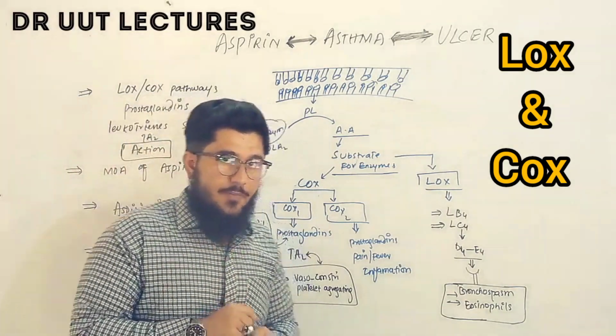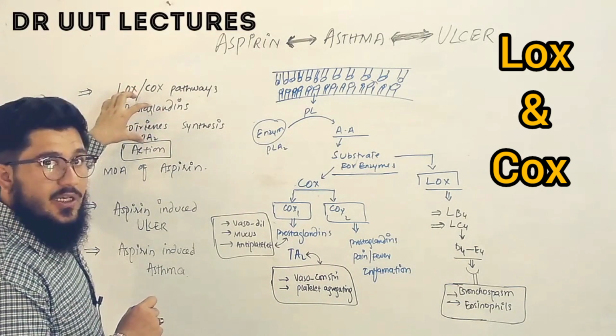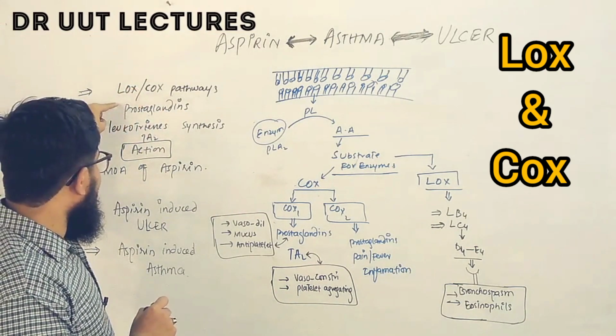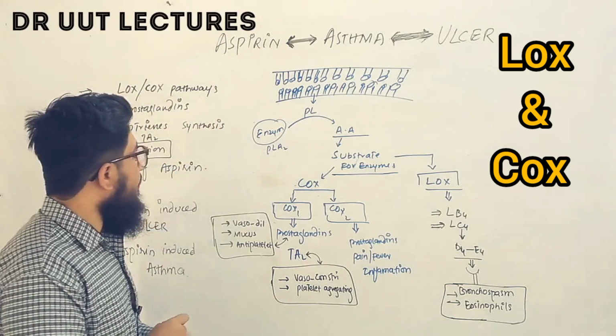So let's start from the very first point. That is the LOX-COX pathways and the synthesis of these eicosanoids, meaning prostaglandins, leukotrienes, and thromboxane A2, how they are synthesized. First, let us discuss these points.